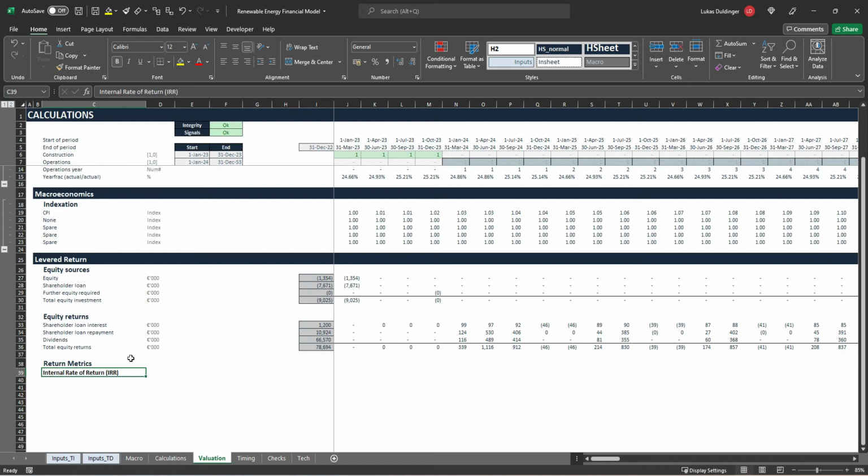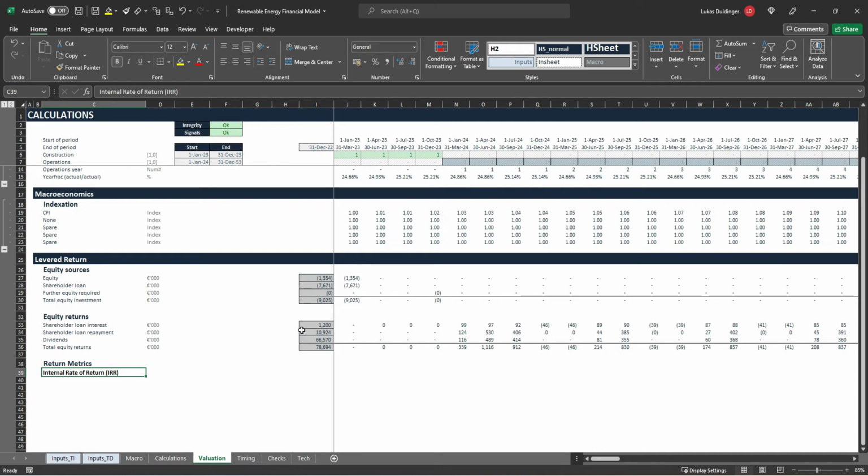So the IRR assumes that all future cash flows will be discounted at an internal rate of return, so that all future cash flows discounted at this rate will equal our total equity investment. So the present value of all our future cash flows discounted at our IRR will equal our equity investment. The IRR is basically the return which will make our net present value equal 0.